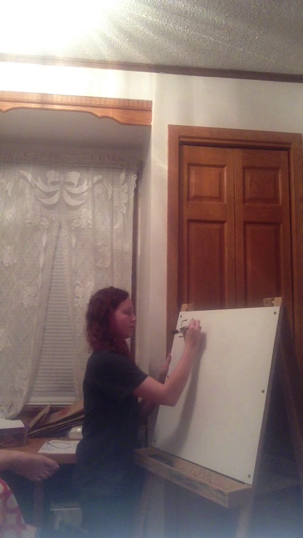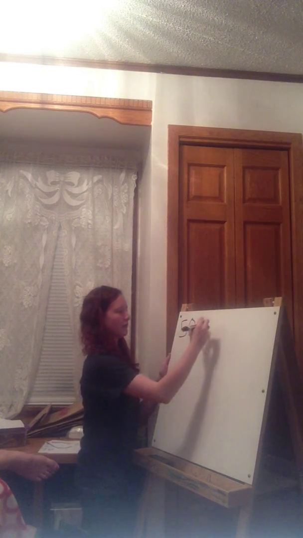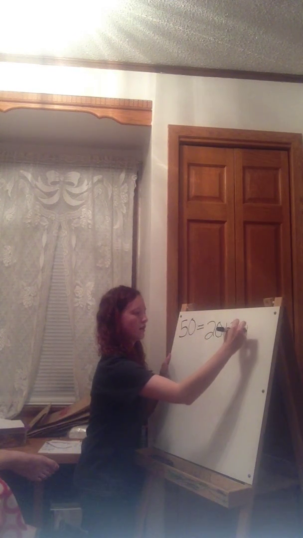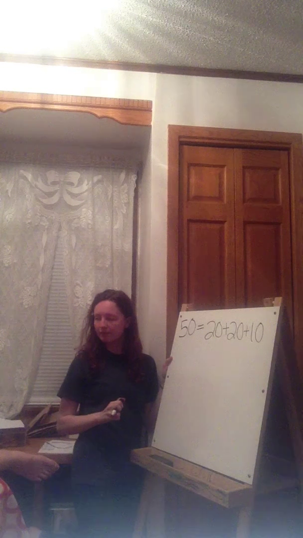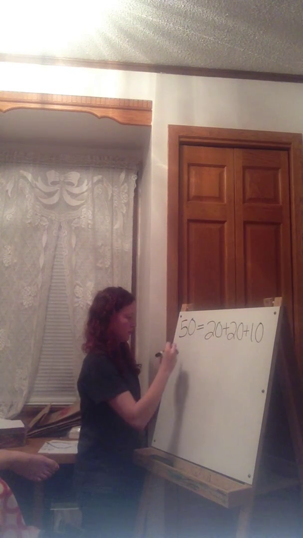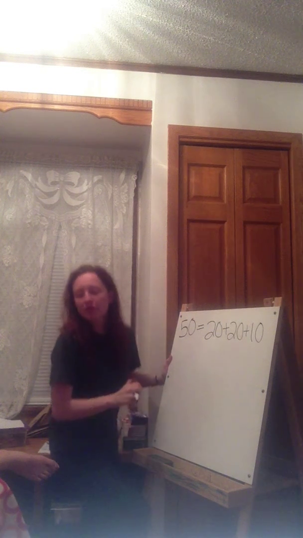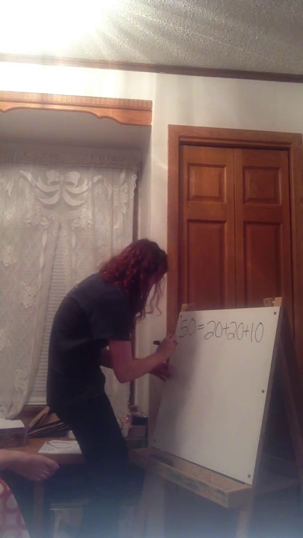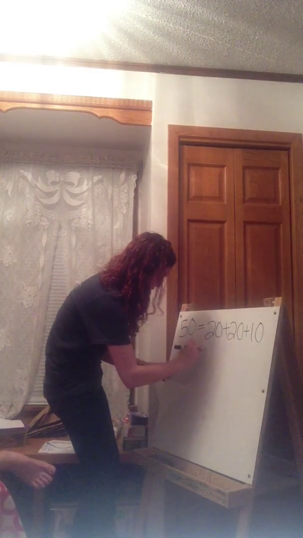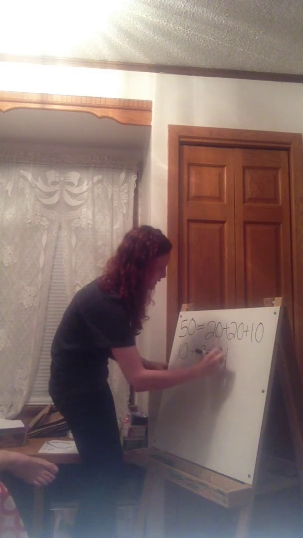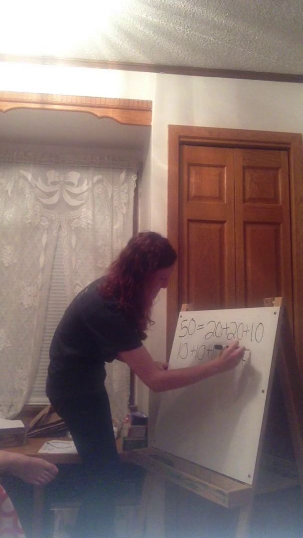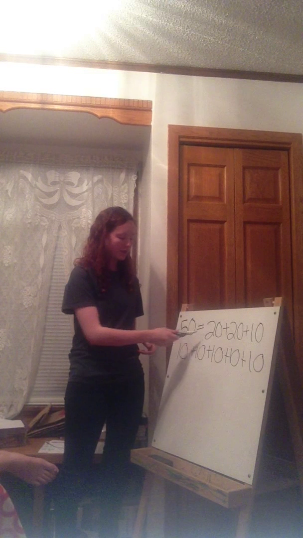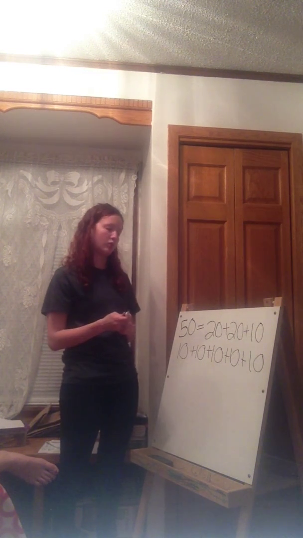Next we will look at 50. A common way to break down 50 is 20 plus 20 plus 10. Does anyone know of another way we could do? 10, 10, 10. Very good, Becca. 5 10s. And there are also other ways to do it, but these two will be some of the most common ways that you will be using.